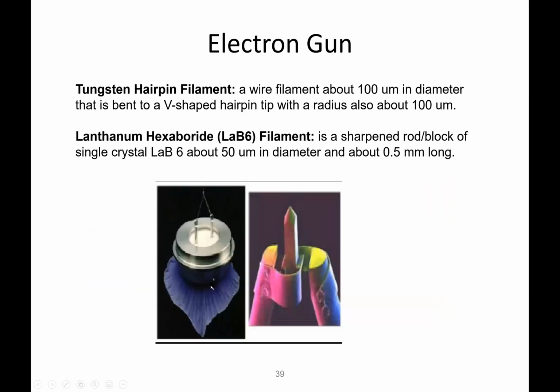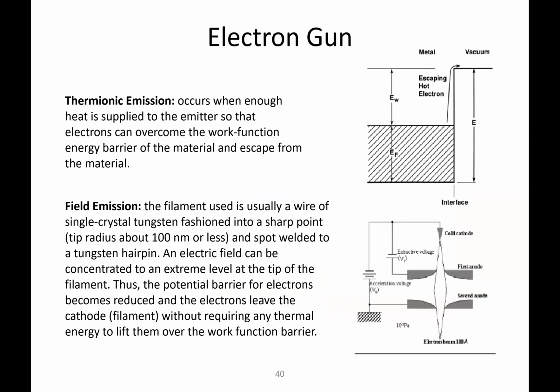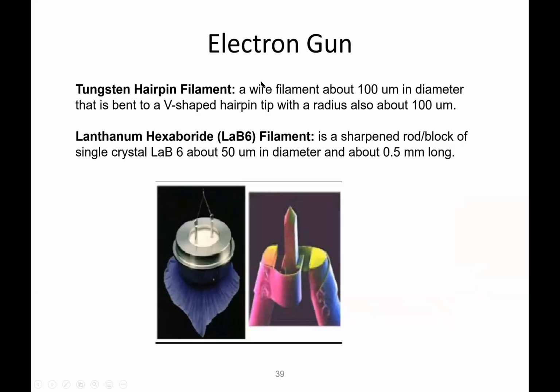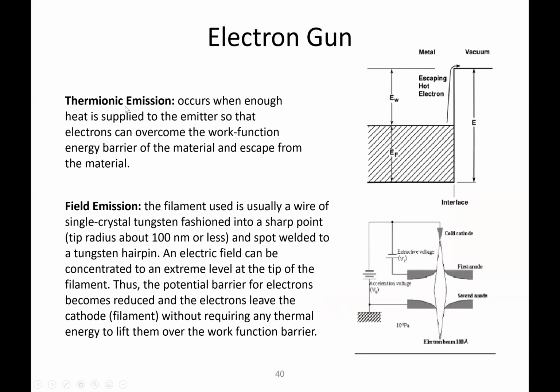This is the electron gun. By making this sharp tip, we can get the electrons from this tip by applying an electric field or by applying heat. To generate the electrons from the tip of the electron gun, two different methodologies can be applied: thermionic emission or field emission.